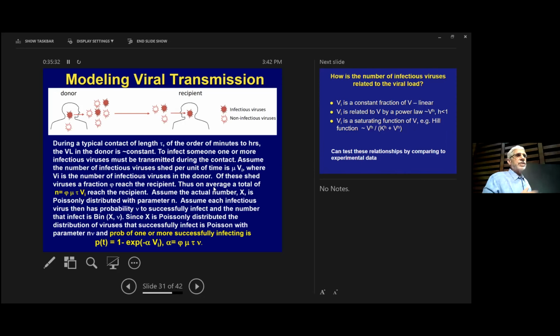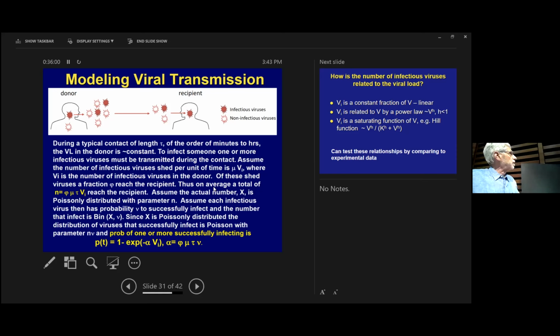He has a combination of infectious and non-infectious virus, and he has a contact with somebody in a supermarket parking lot, his household, and we'll consider short contacts of length of minutes to hours on a time scale such that the viral load in the donor we can take to be constant, at least at this point. So it's not critical how long the contact is, as long as we just keep the viral load constant.